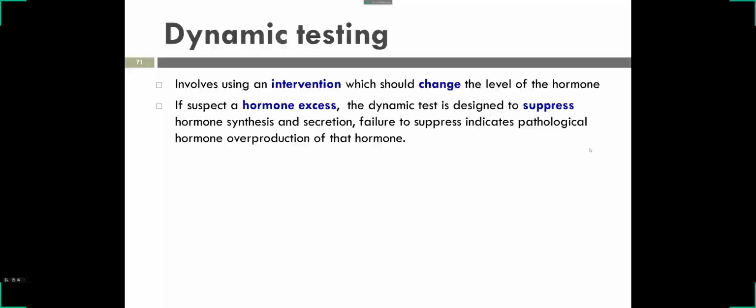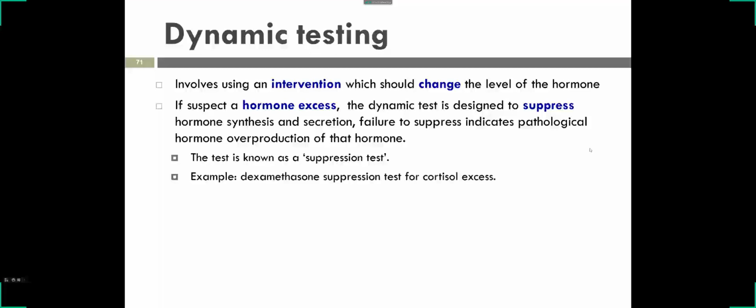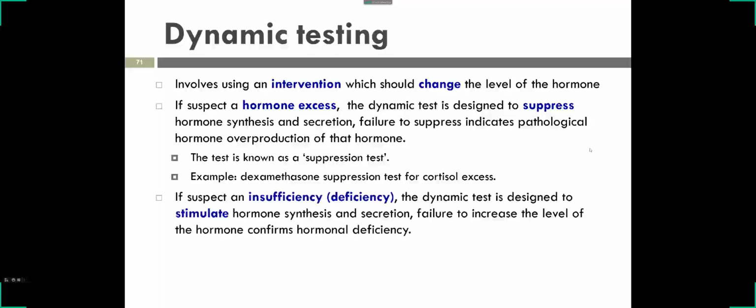So what we would do in this dynamic testing, if you suspect, for example, the hormone is in excess, the test is designed to suppress hormone synthesis and secretion. Failure to suppress indicates a pathological overproduction of that hormone. This test is known as the suppression test. So, for example, you might give a dexamethasone suppression test to see if there's an excess of cortisol being produced.